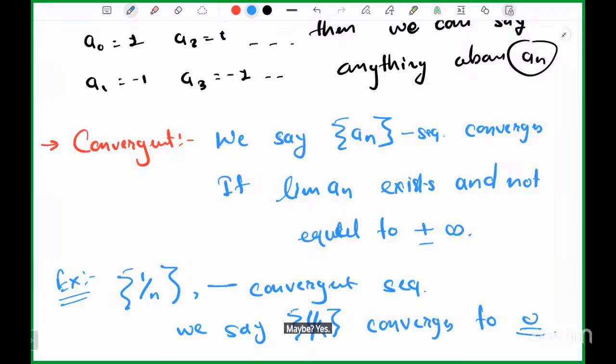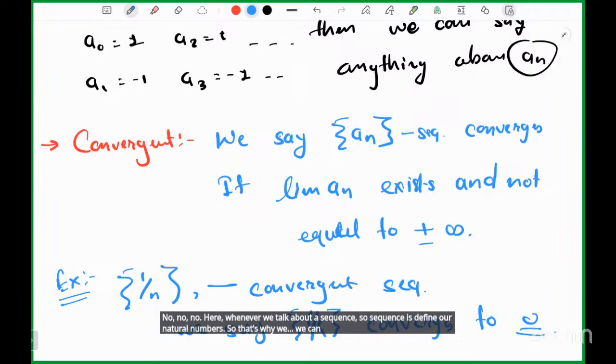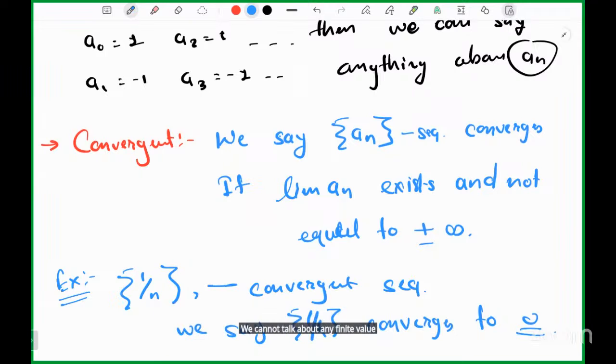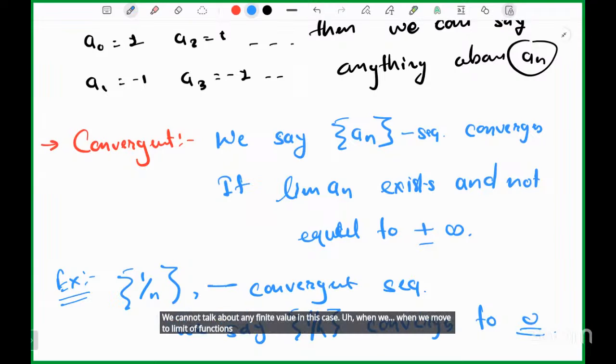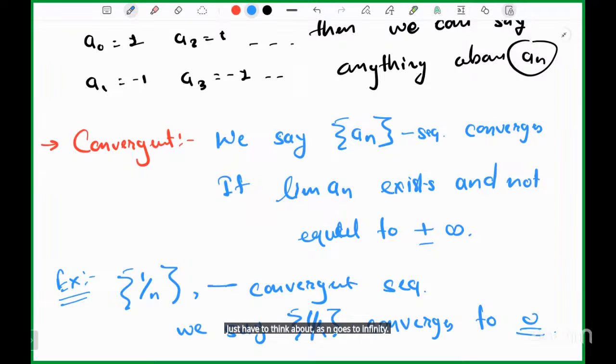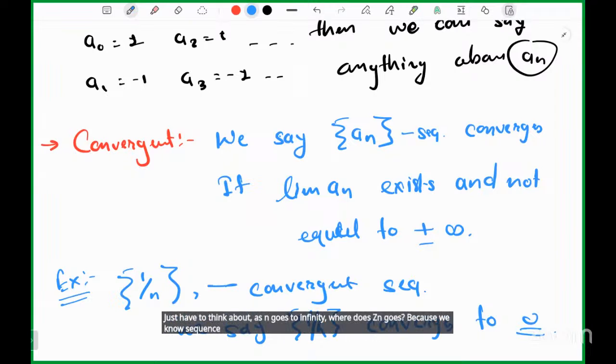Ma'am, will we always be checking for the limit as n tends to infinity or any other number? No. Whenever we talk about a sequence, it is defined over natural numbers, so we can only talk about n going to infinity. We cannot talk about any finite value in this case. When we move to limits of functions, there you can take any finite value in place of infinity. Here you just have to think about where a_n goes as n goes to infinity, because sequences are defined on natural numbers.